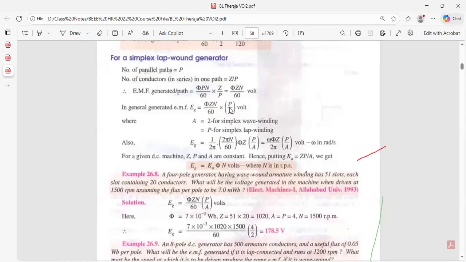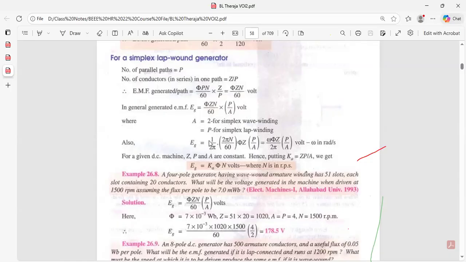If it is wave winding, A is equal to 2. If it is lap winding, A is equal to P. P is going to be cancelled. P by A, where A is the number of parallel paths. This is the EMF equation of a DC generator. If you have any doubts, you can ask me.